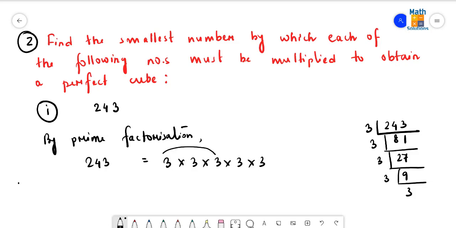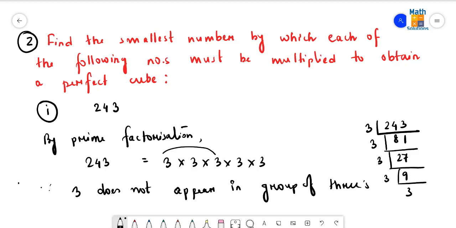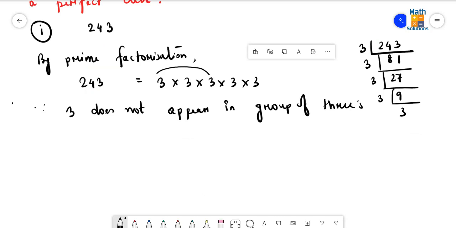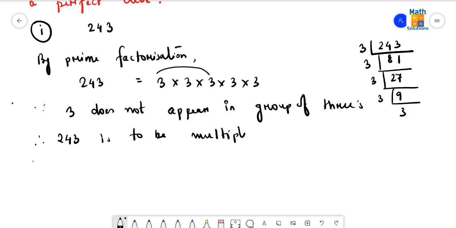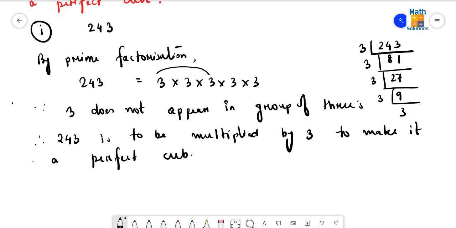So what did I do? Since 3 does not appear in a group of threes, therefore 243 is to be multiplied by 3 to make it a perfect cube. So this is the answer for it.